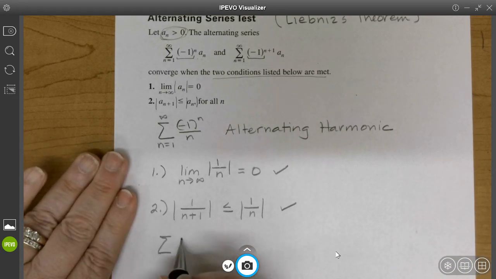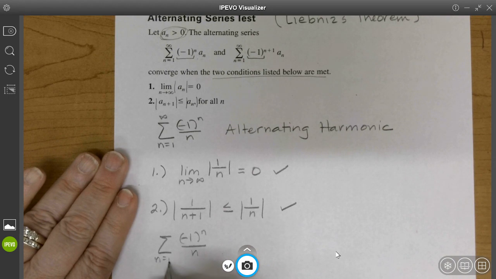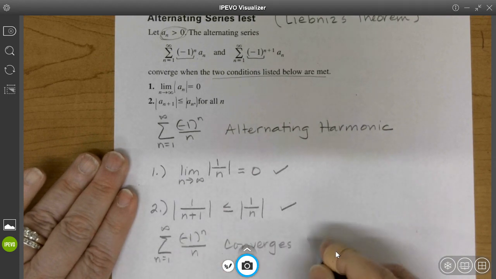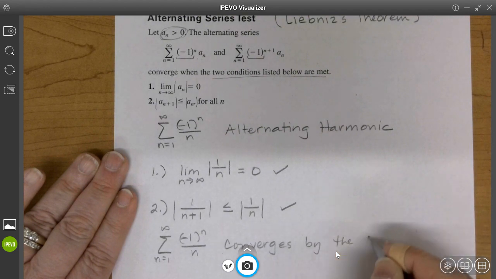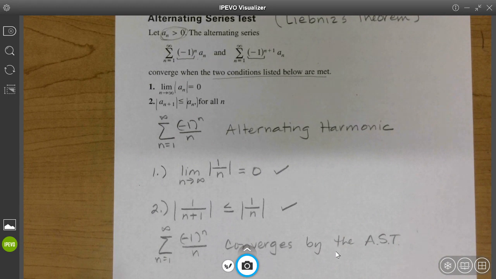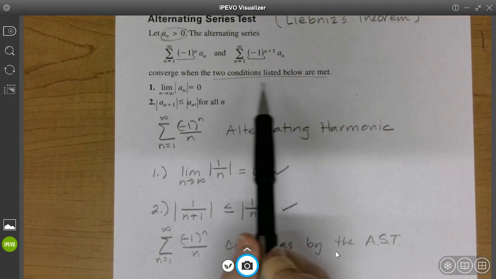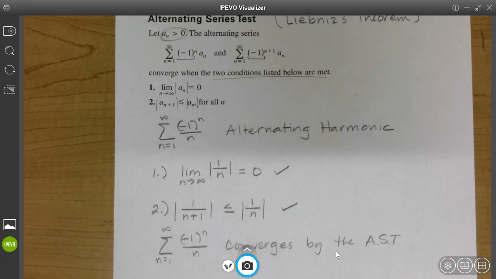So I can say then the sum of negative 1 to the n over n, from n equals 1 to infinity, converges by the alternating series test. And you can use AST here, alternating series test. Now what's really cool about that is this works for alternating series if these two conditions hold. Now, if the two conditions aren't met, you might have to try a different test. Okay, so be careful of that.